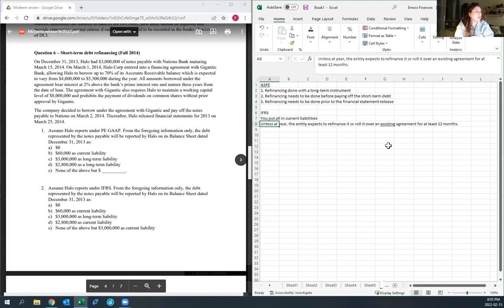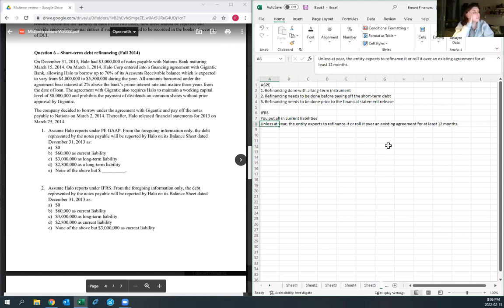The agreement with Gigantic also requires Halo to maintain a working capital level of 8 million and prohibits the payments of dividends on common shares without prior approval by Gigantic. The company decided to borrow under the agreement with Gigantic and pay off the notes payable to Nations on March 2nd, 2014. Thereafter, Halo released financial statements for 2013 on March 25th, 2014. Assume Halo reports under ASPE.